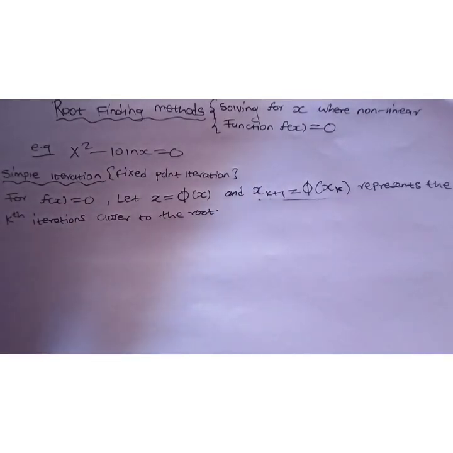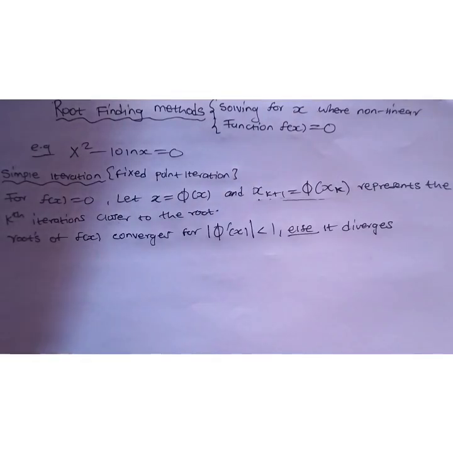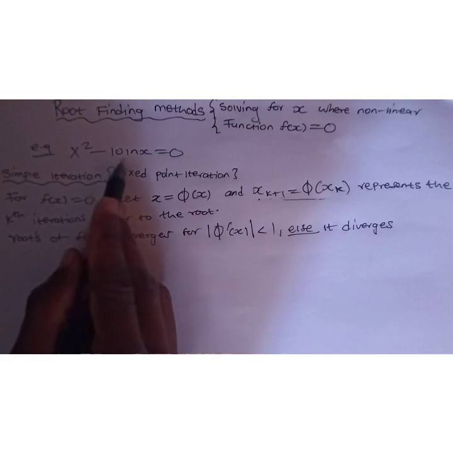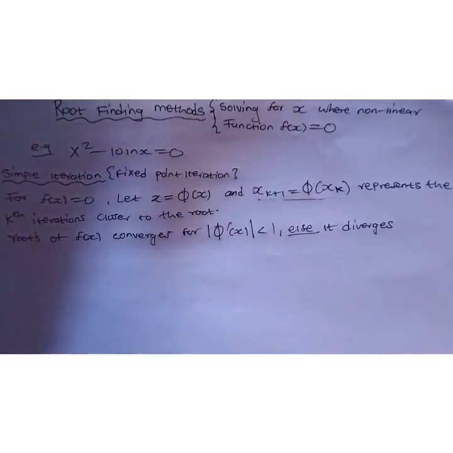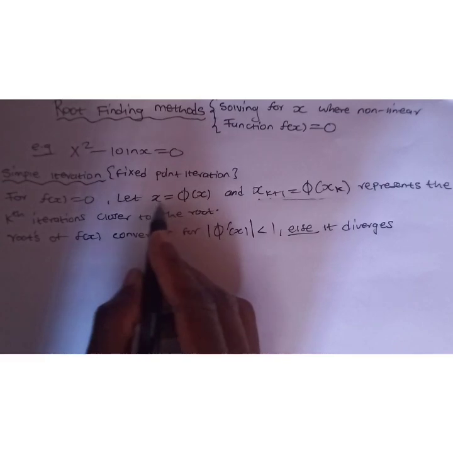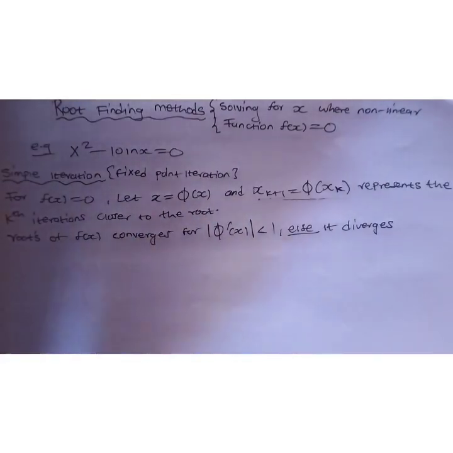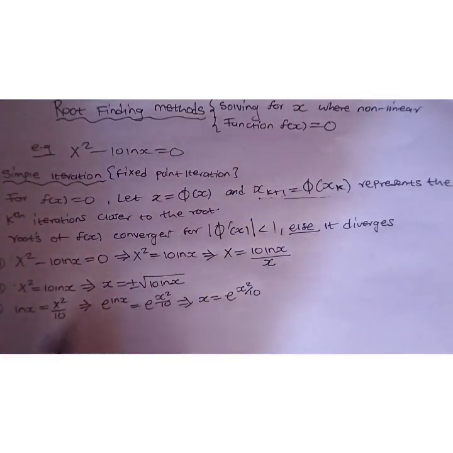Another thing you have to know about this simple iteration method, once we have found our root, is that it will only converge if the conditions hold, or else it will diverge. So let's begin. First, in this equation, x squared minus 10 ln x equals 0, we'll have to express our x in this form. If I look carefully at this equation, I have three possible ways. These are the three equations which I have achieved.